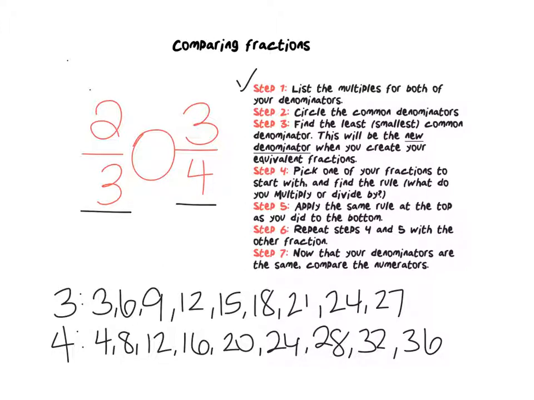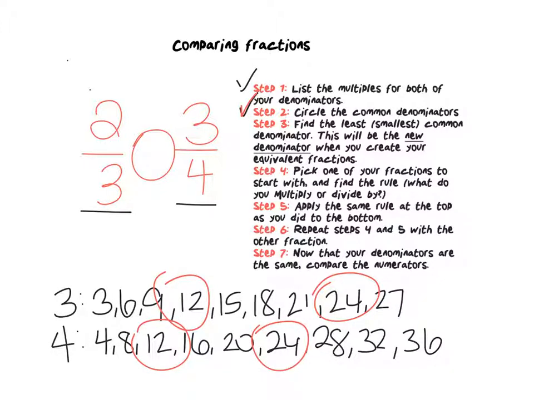So step 2 says to circle the common denominator. So remember that common means that they show up in both lists or they have that number in common. So I'm noticing that 12 is in both of my lists and 24 is in both of my lists. So step 2 is complete.